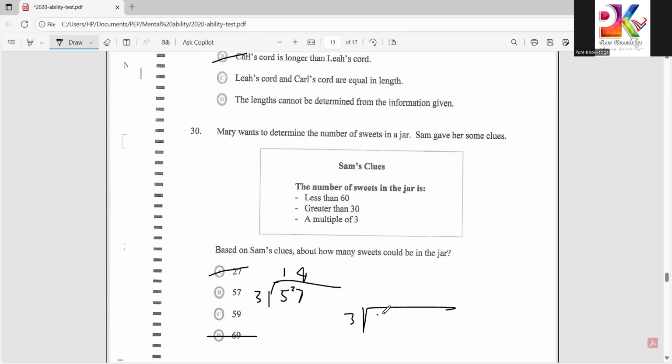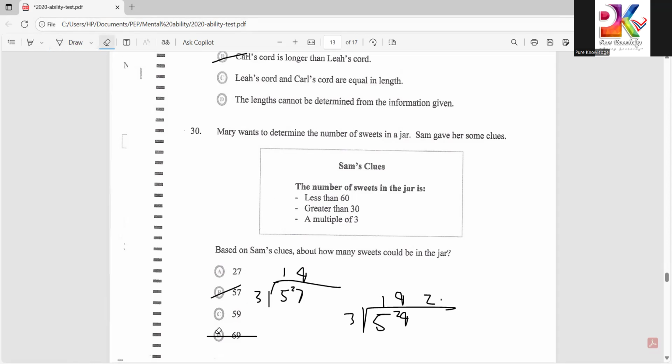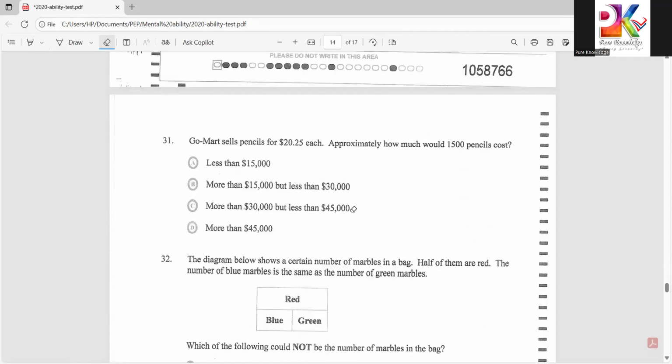3 into 59. 3 into 5 goes 1, left 2. And this will leave 9 and 2 remainder. So that means the answer would be B. Because it says a multiple of 3, and these are 2 possible answers. So remember, guys, use the process of elimination. So the answer will be 57.